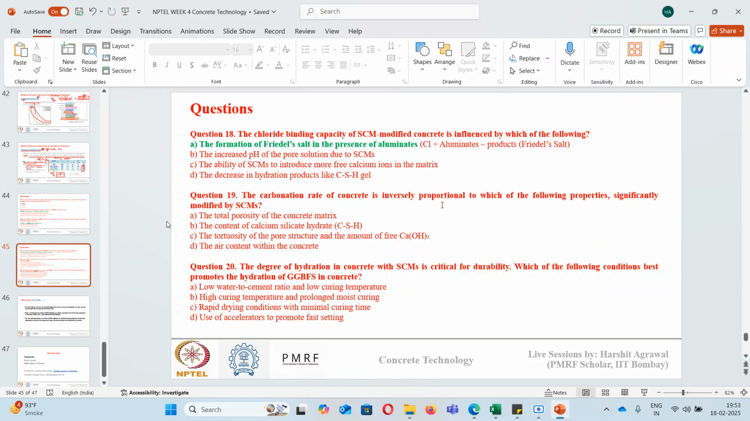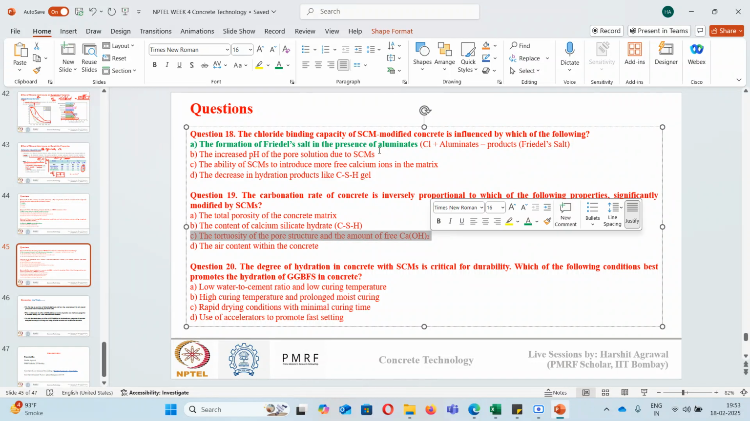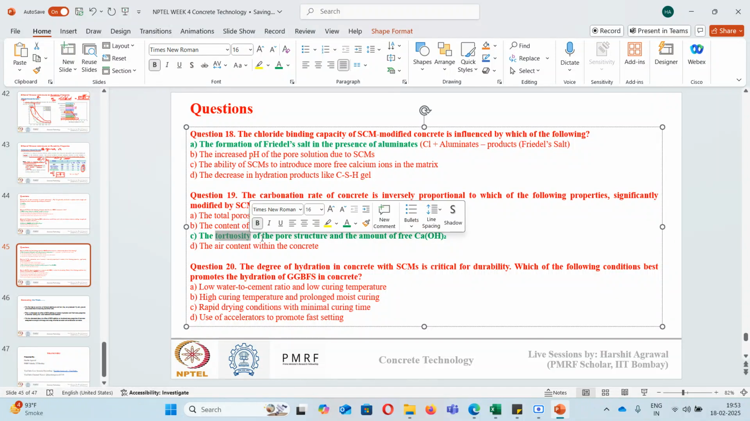The carbonation rate of concrete is inversely proportional to which of the following properties significantly influenced by SCM. So the answer will be the amount of free Ca(OH)2 and tortuosity. So tortuosity is a term which is related to permeability. So it is inverse of permeability. How random is my pore connectivity? That is known as pore tortuosity. So carbonation rate is inversely proportional to the amount of free Ca(OH)2. So in case of SCM, my free Ca(OH)2 is less, so my carbonation rate is more.